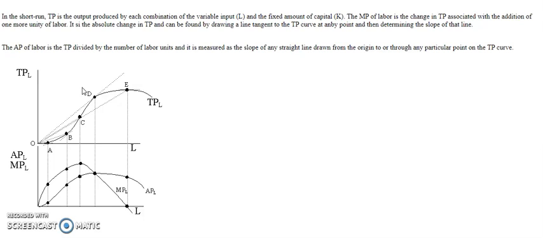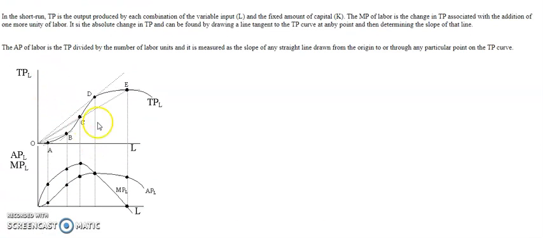The average product of labor is the total product divided by the number of labor units. We know that average product is found by dividing total product by the number of labor units. AP equals TP divided by the number of labor units. It is measured as the slope of any straight line drawn from the origin to or through any particular point on the TP curve. The average product represents the total product divided by the number of units.